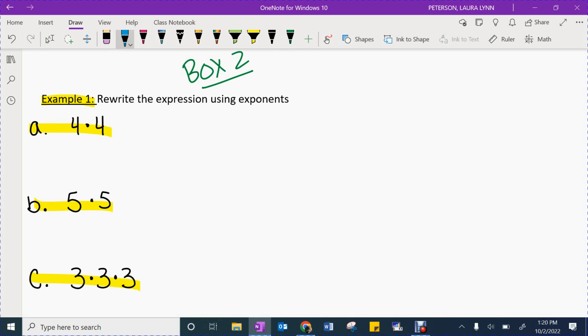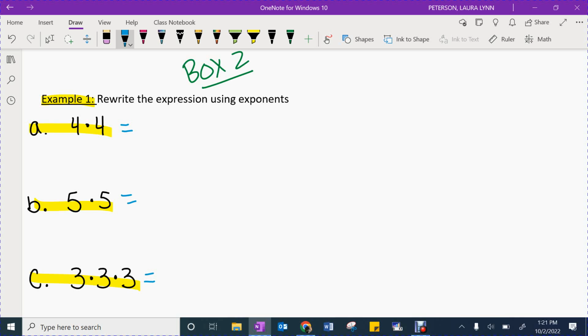Okay, so example 1, what we're going to do is practice how to write this repeated multiplication using exponents. It's repeated multiplication because I'm seeing in all 3, A, B, and C, there's a number being repeated, and it's being connected by multiplication dots. So we are not going to solve it. I don't care right now what 4 times 4 actually equals. I don't care what number it equals. I don't care what 5 times 5 equals. I don't care what 3 times 3 times 3 equals. We'll deal with that later.